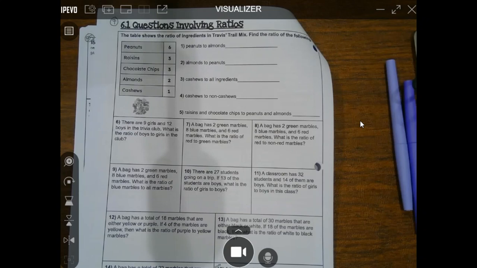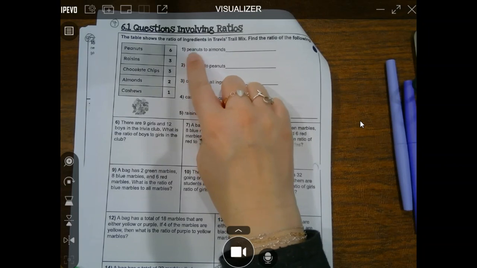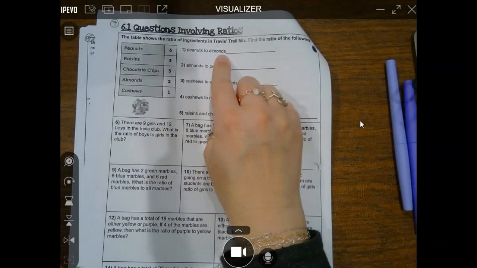Hello, my little mathematicians. Today we're going to review some basic problems on how to set up and solve ratios. So first thing is a ratio can be written as a fraction. And whatever they say first, that's your numerator. And whatever they say second, usually that is your denominator.